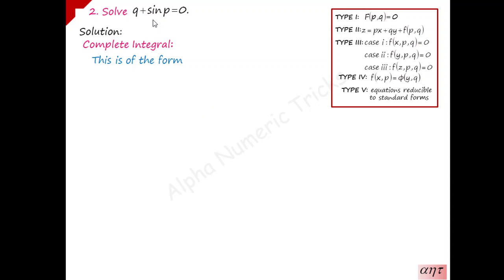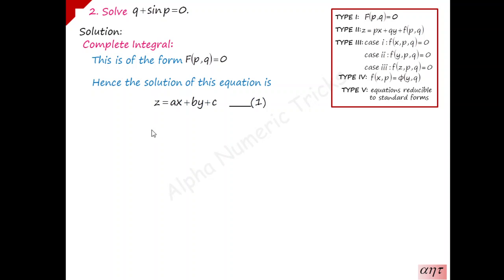When you're starting a problem of the type f(p, q) = 0, how do you get the solution? First you have to write the assumed solution. Assume the solution for this problem is z = ax + by + c. All problems under this type you have to do the procedure for the complete integral, so you first write the assumed solution.